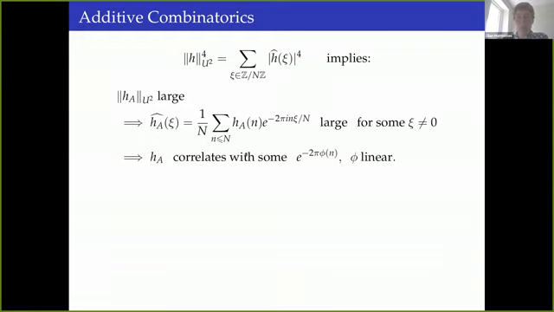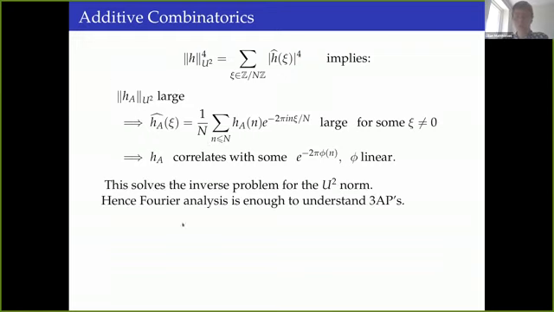Information goes in the other direction as well, and it turns out that Fourier analysis is enough in order to completely solve the inverse problem for the U2 norm. Fourier analysis is also enough in order to understand the counts of three-term progressions in dense subsets of the integers. When you would like to understand how k-term progressions for k larger than 3 behave in subsets of the integers, you will have to understand higher order uniformity norms and solve the inverse problem for those, or at least deduce quite a lot of information about this inverse problem.